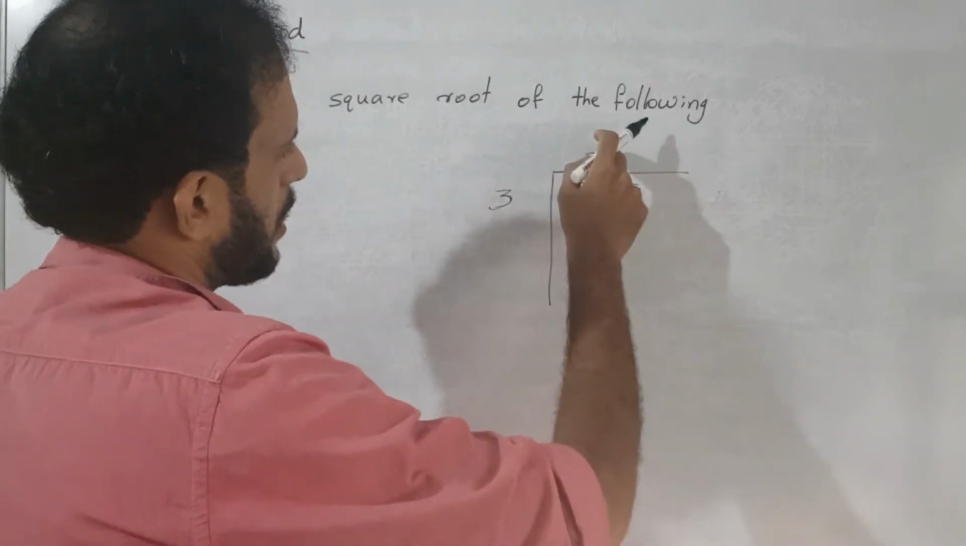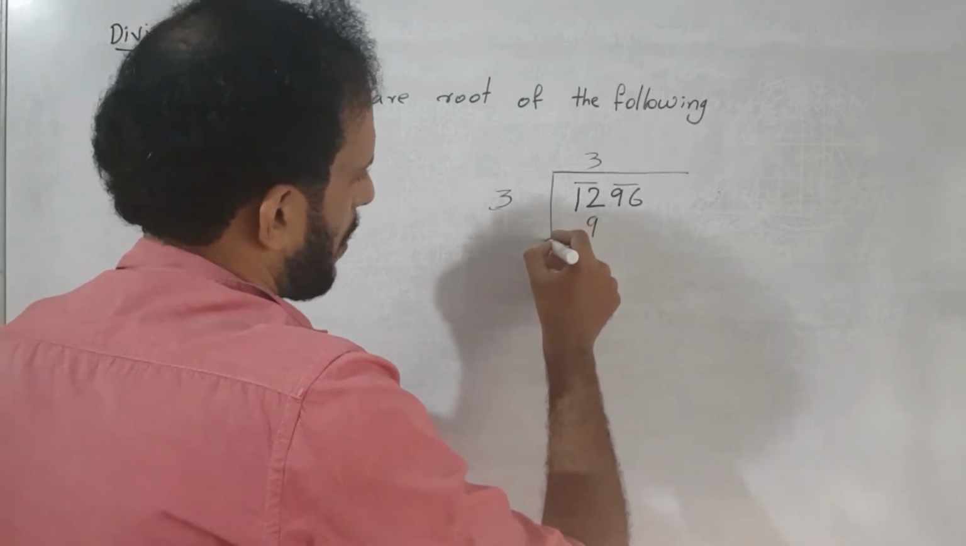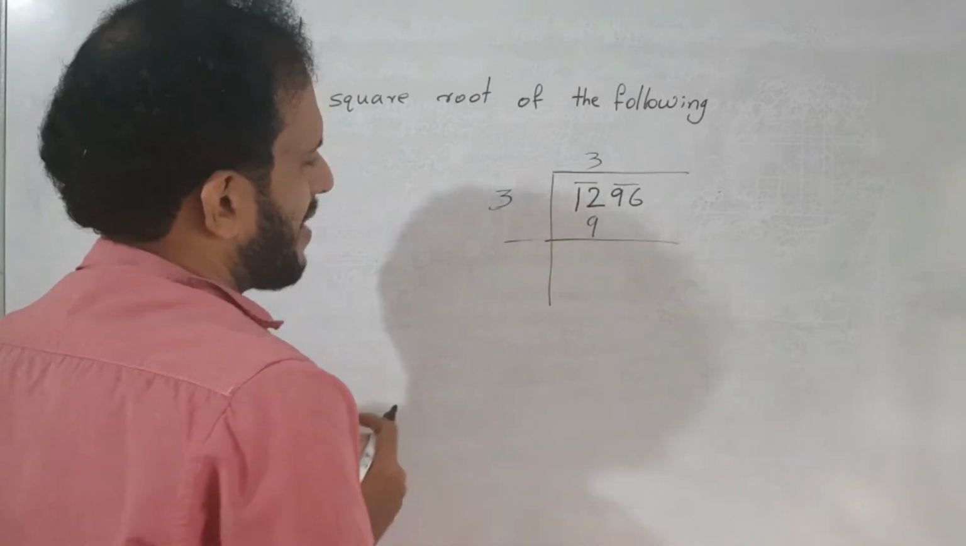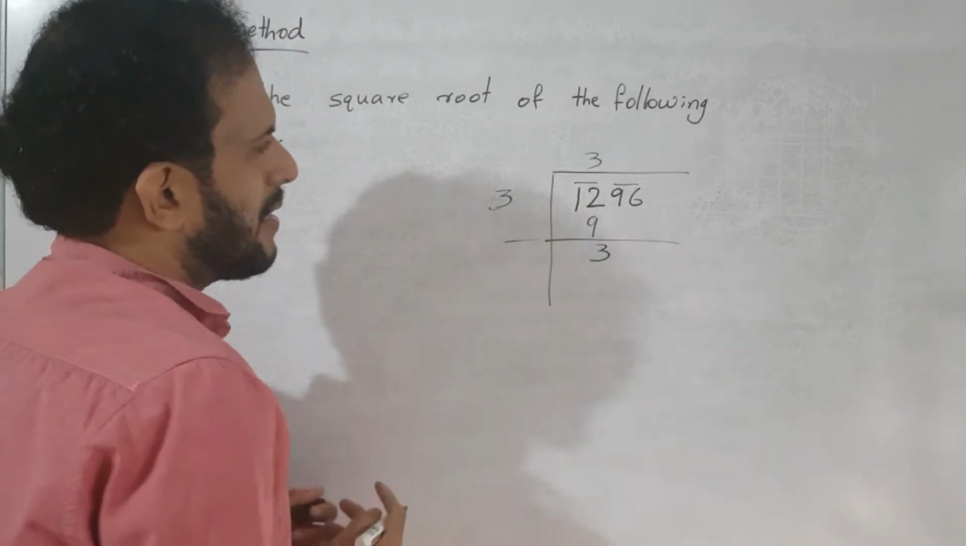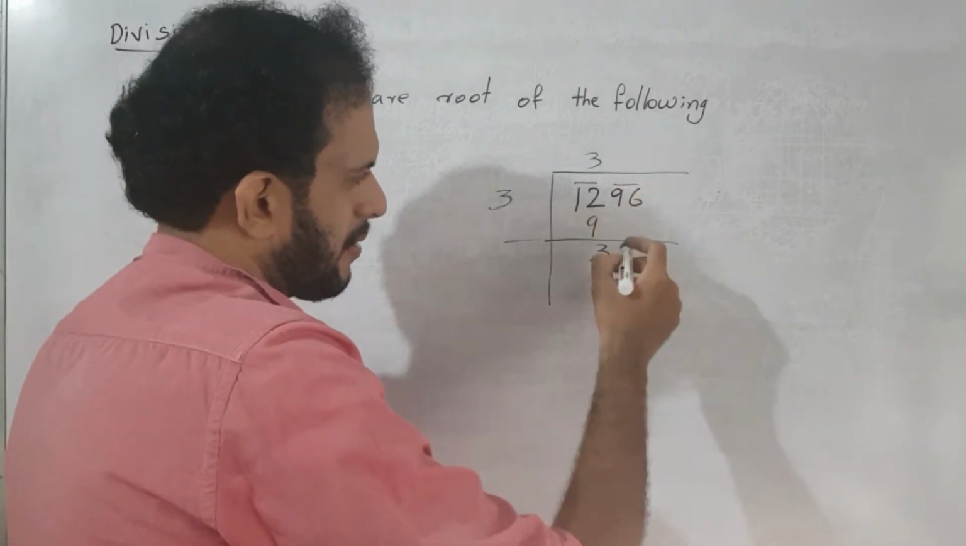The next, 3 into 3 is equal to 9. Then we subtract. 12 minus 9 is 3. Then what do we do next? We bring down not 9, but 96.